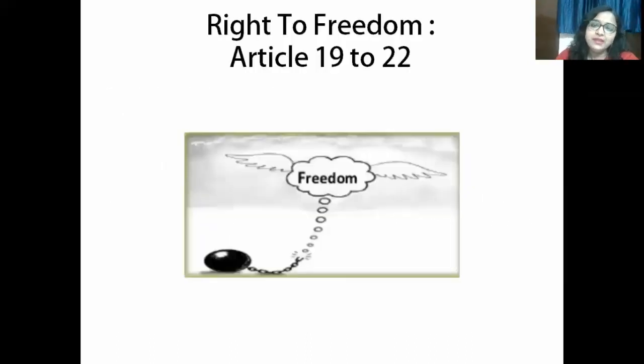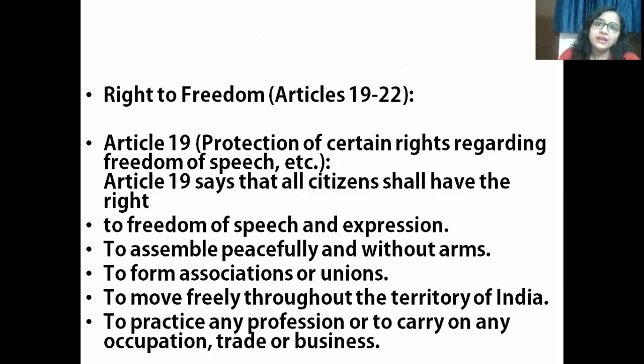Now let's come to the next slide. We will explain the right to freedom from Article 19 to 22. Article 19 says that we have the freedom of speech and expression. We can take the example of the right to vote, where we express our will by casting the vote in favor of the person who has been selected by us.